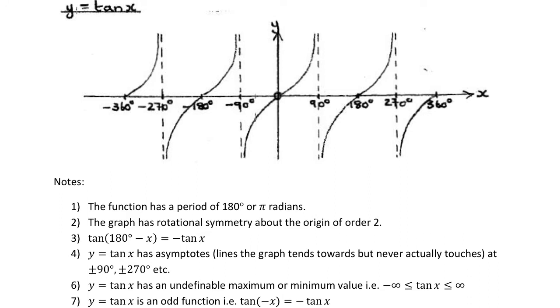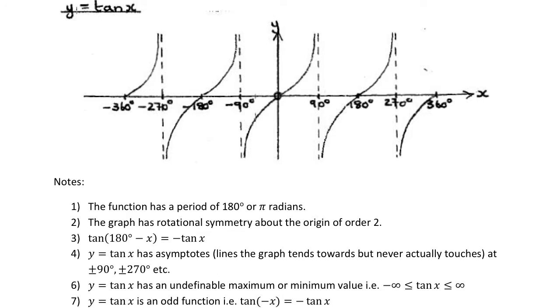Y equals tan x has asymptotes, so those are the vertical dashed lines. And the graph will get very, very close to, but will never actually reach them, and that would be both in the positive and in the negative part of the graph. Y equals tan x has an undefinable maximum or minimum value. In other words, the maximum value is positive infinity and the minimum is minus infinity.